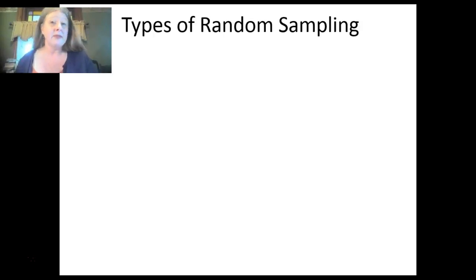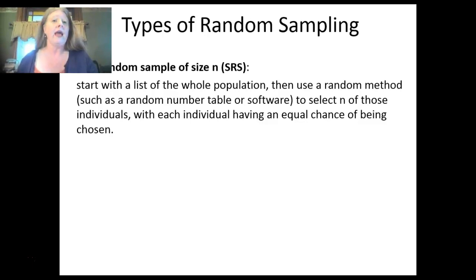There are different types of random sampling methods. The simple random sample is what you're learning about in Chapter 2. Again, we'd start with a list of the whole population. We'd use some sort of random method to select n of those individuals. So n is our sample size. You're going to see n a lot moving forward. And every individual has an equal chance of being chosen.